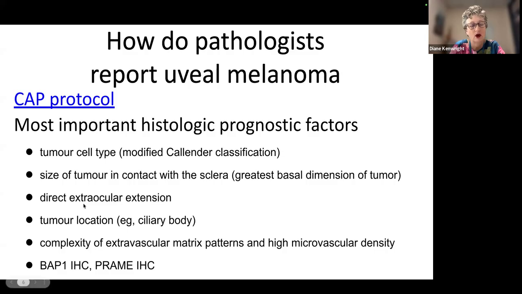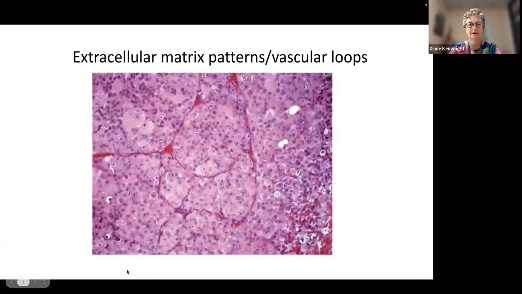The extent of extraocular extension, tumor location, particularly ciliary body, and whether there are extravascular matrix patterns and a high microvascular density. We'll come on to that in a moment. And then, of course, there's the immunohistochemistry of BAP1 and PRAME that has largely replaced the FISH testing.